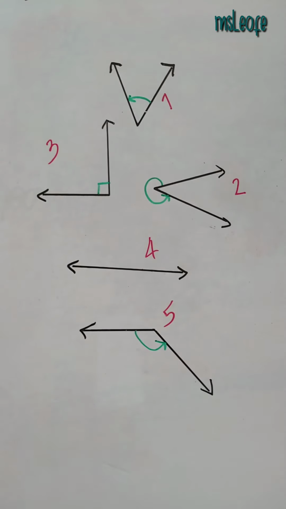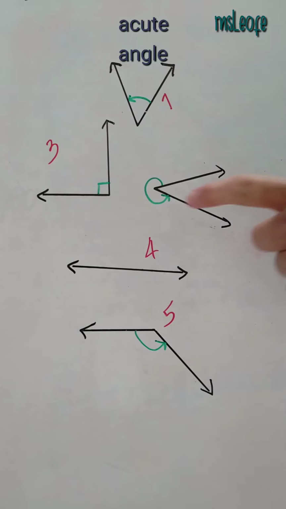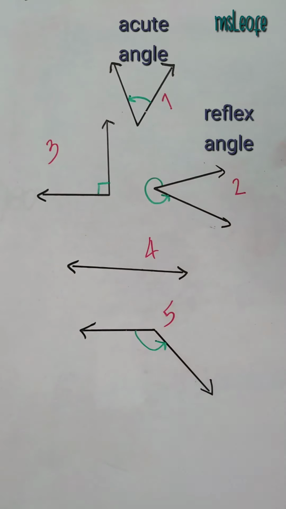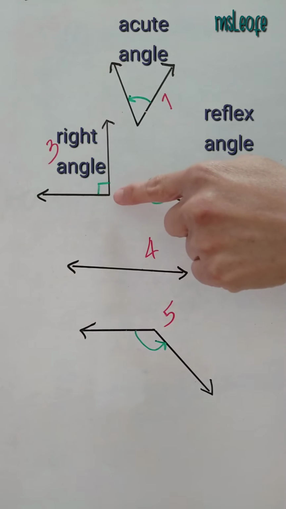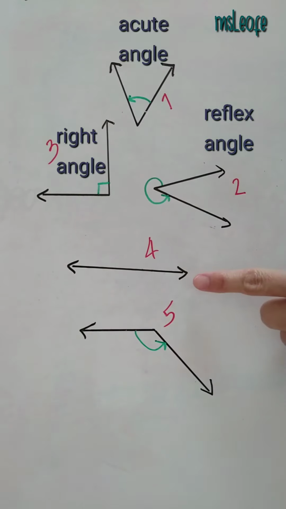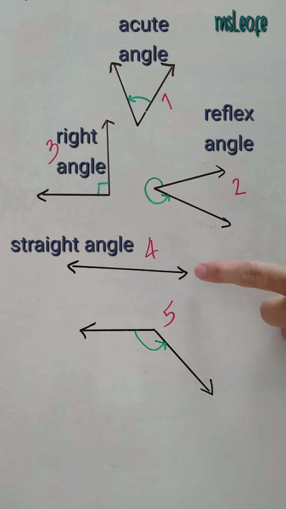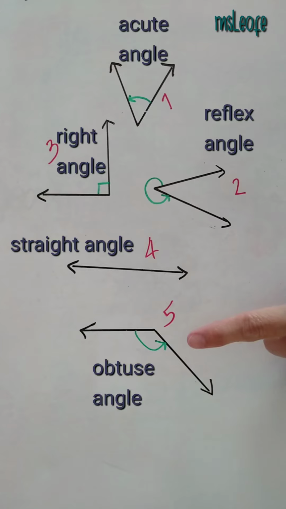Now let's identify these angles according to their types. What is angle number 1? This angle is an acute angle. This angle is a reflex angle. This angle is a right angle. This one is a straight angle. And the fifth angle is an obtuse angle.